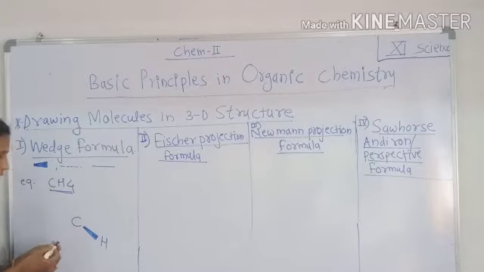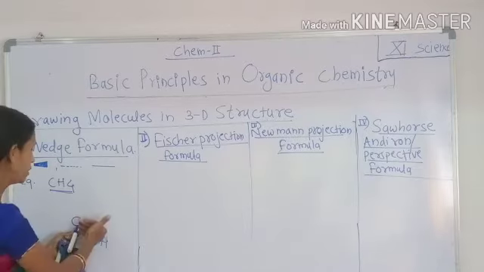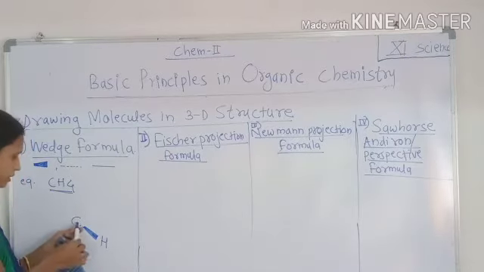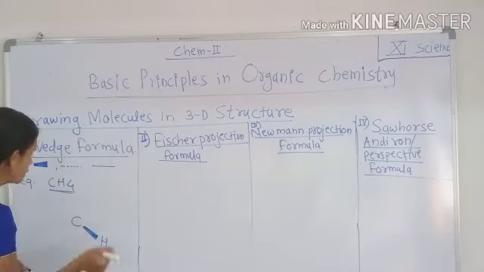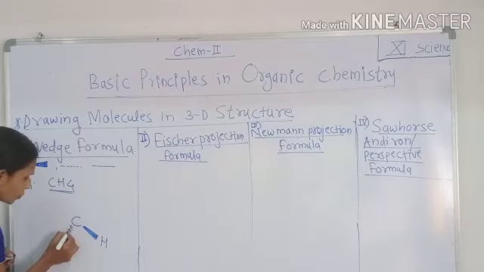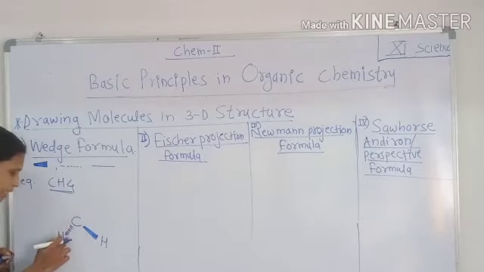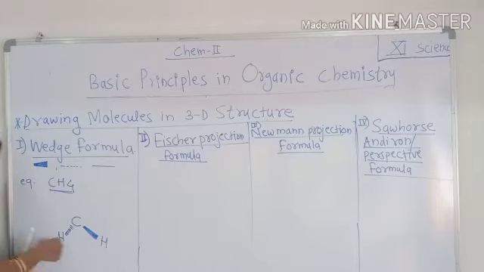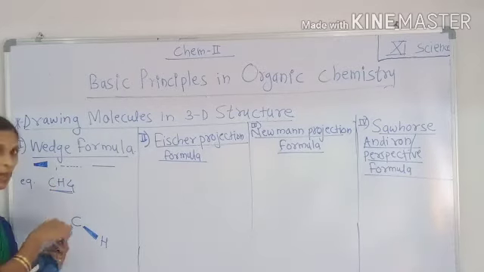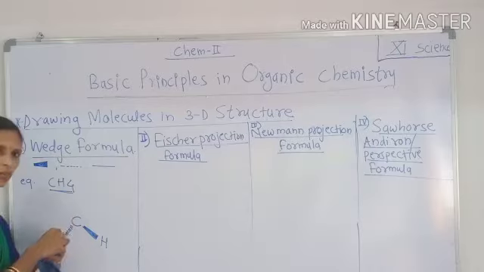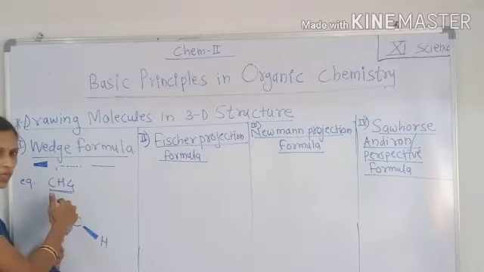that CH bond is projecting towards the reader, that CH bond is represented like this, see, like this, towards the direction of the reader. Then see here one more CH bond which is represented by dashed wedge. That means this CH bond is pointing to the backside of the paper. That means it is away from the reader.